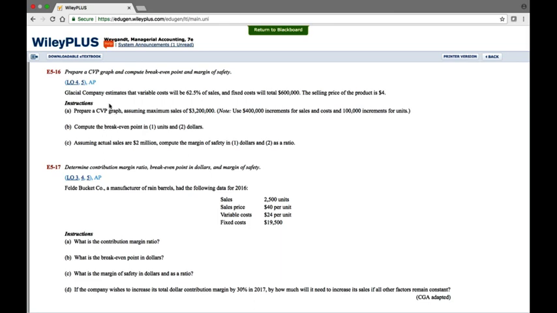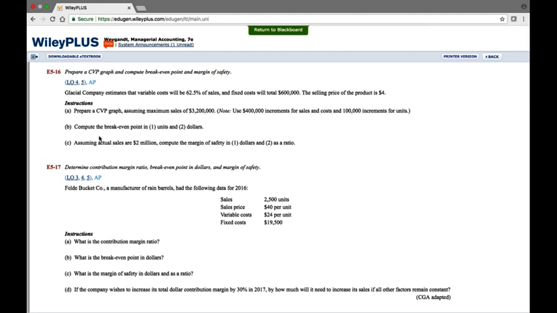The information presented is that Glacial Company estimates a variable cost to be 62.5% of sales and fixed cost will be $600,000. The selling price of the product is $4. So the information is the same as we've seen before. They've just kind of thrown us off a little by giving us a percentage instead of a dollar amount. Nothing to worry, we can work through that very easily.